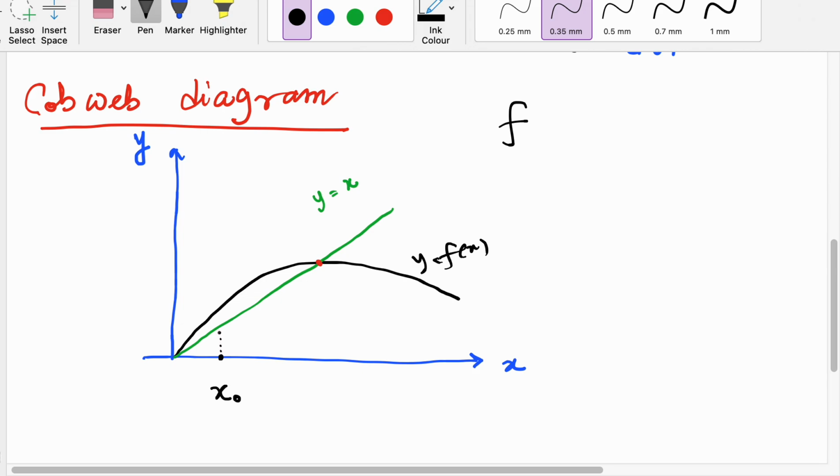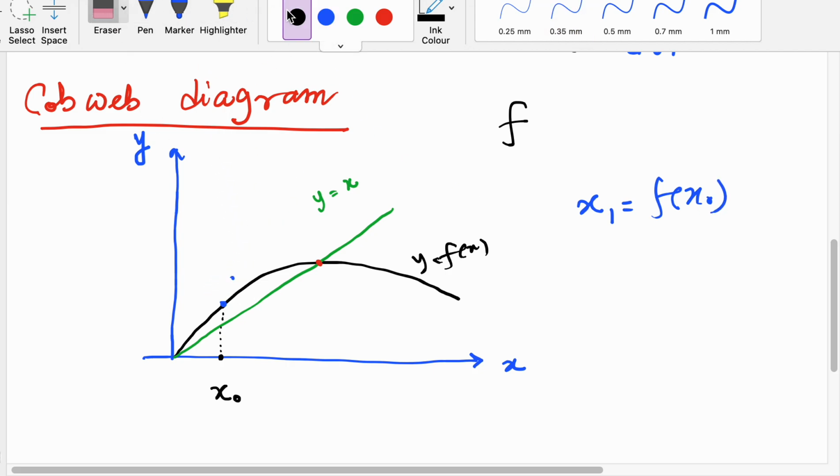So what is f of x0? If I draw a line parallel to the y axis, it will cut somewhere on this curve, y equal to fx, and where it crosses will be x1, its first iterate. This will be f of x0, and we know the first iterate of x0 is x1, that is f of x0. So that's how we get the first iterate.